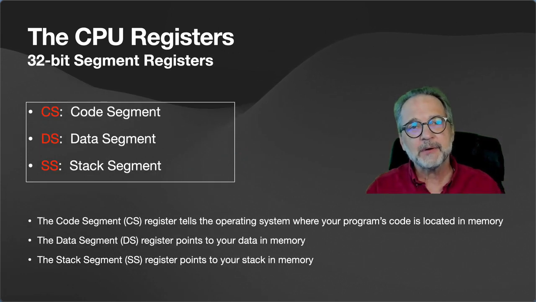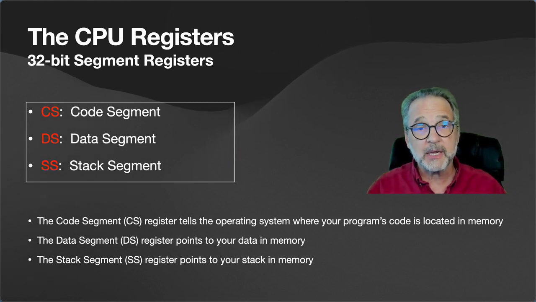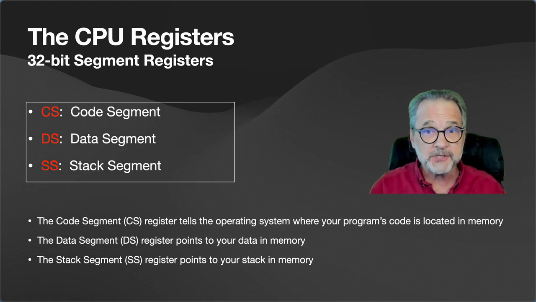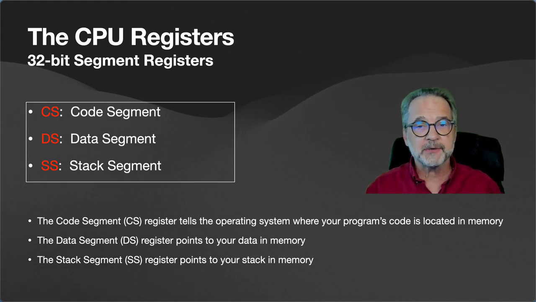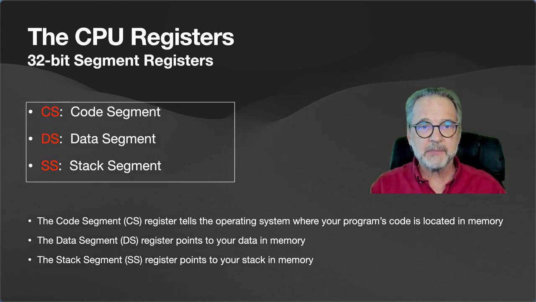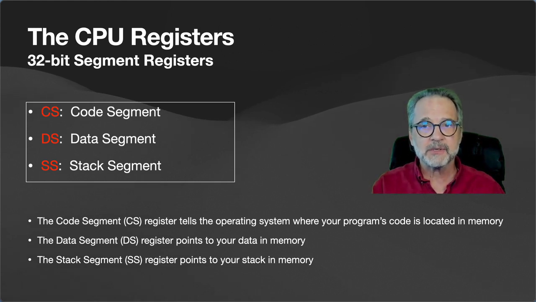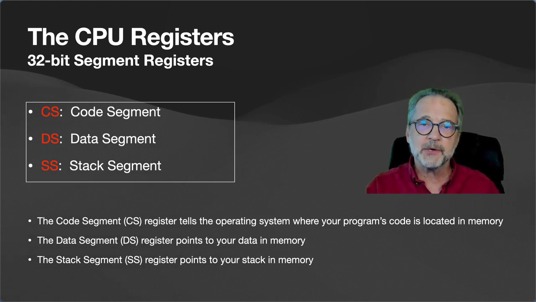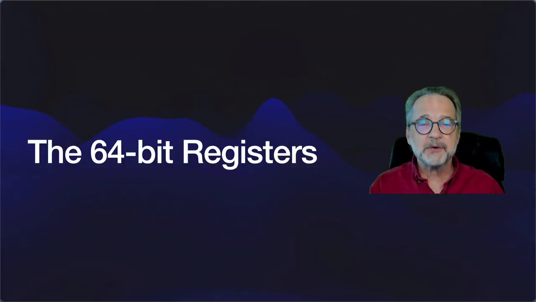Then we've got some other registers. We've got the CS, which is a pointer to the code, the beginning of your code segment where your actual logic is. The DS, which is the pointer to your data segment. And then the SS, which is the pointer to your stack segment. And these segments are different parts, different sections of your code. And the CPU or the operating system needs to know where each one of those begins, so it knows where your code is located, where your data is located, and where your stack data is located. So that's the 32-bit registers.